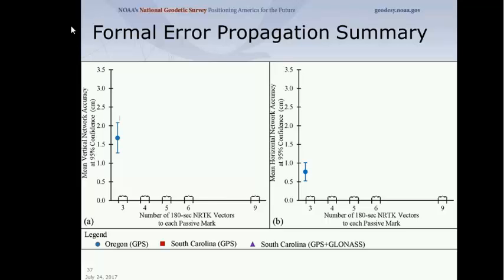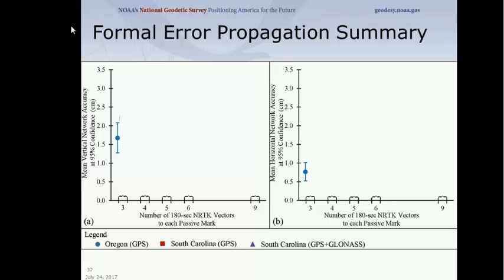All right, so the final slide, this is kind of the final results. So we took, say, the networks where we only had 3 shots per mark, 3 RTK shots per mark, and we adjusted those. We did the adjustment of the hybrid network where we only held the cores as control. And these are the estimated errors at 95% confidence.